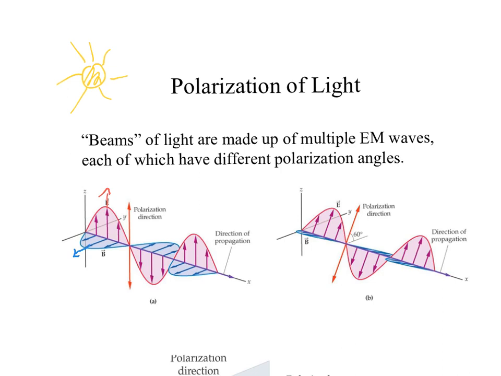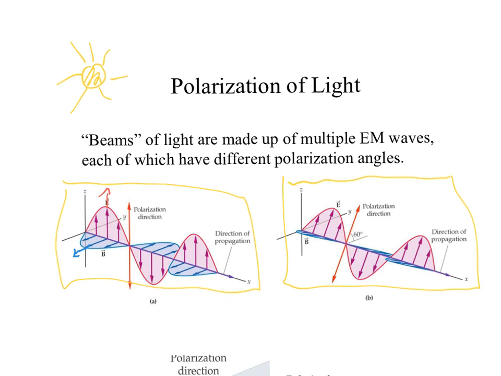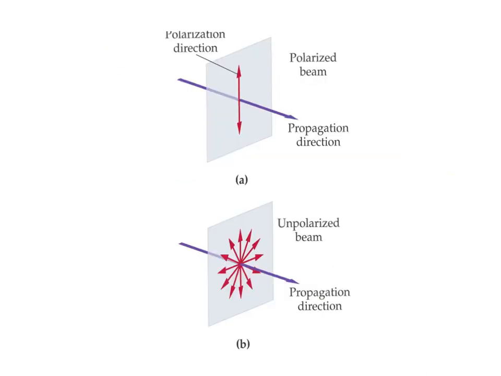But really what you want to think about is that a beam of light is made up of a whole lot of these electromagnetic waves, and they're all at different angles. So most light does not have a definite polarization angle. It's what we call unpolarized. In this drawing, you see two different examples of an unpolarized beam. Here are all my E fields pointing in all kinds of directions. That's an unpolarized beam of light, and that would be more or less most light you see.